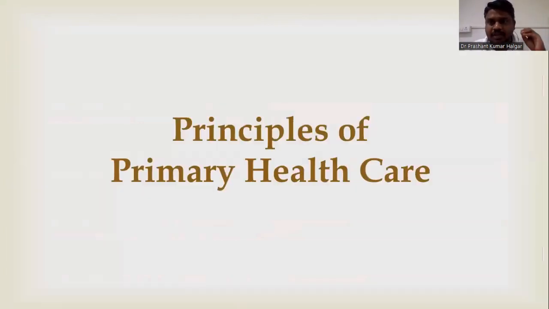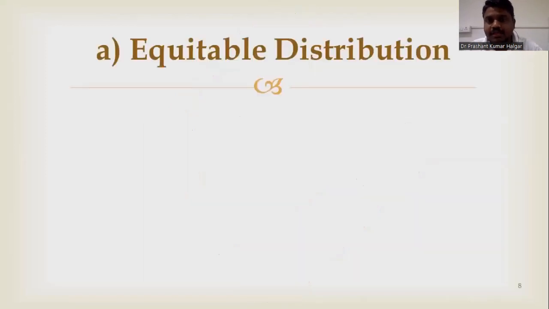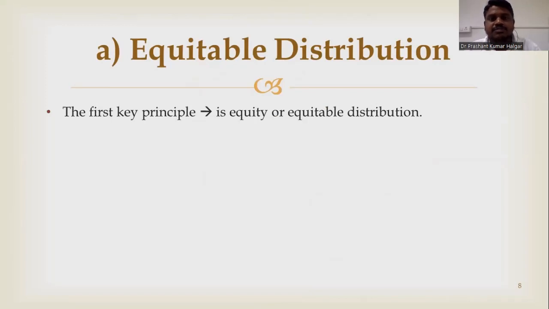Now coming to the topic proper of today's class, that is the principles of primary healthcare. There are four principles: equitable distribution, community participation, intersectoral coordination, and appropriate technology. We'll be dealing with each in detail, as each one is a very important topic. First is equitable distribution. Before that, you should know what equitable is. There is a difference between equal distribution and equitable distribution. Let us go through the slides first. The first principle is equity or equitable distribution.